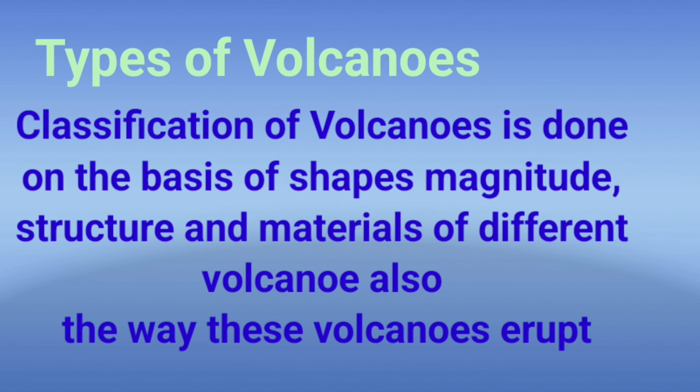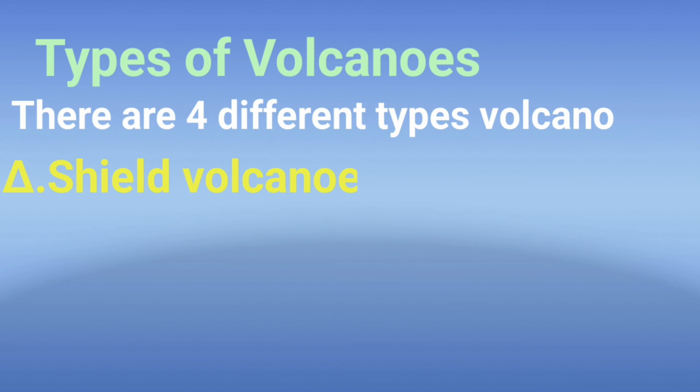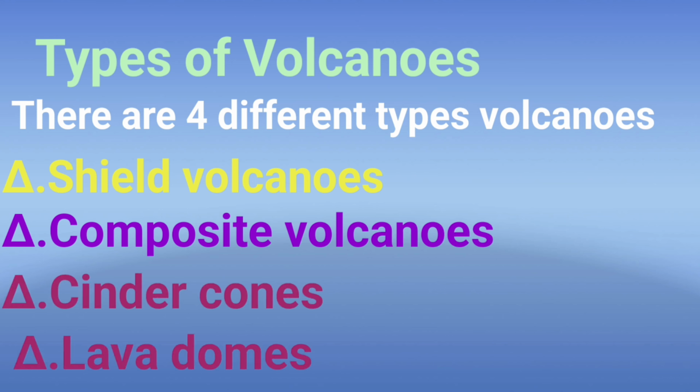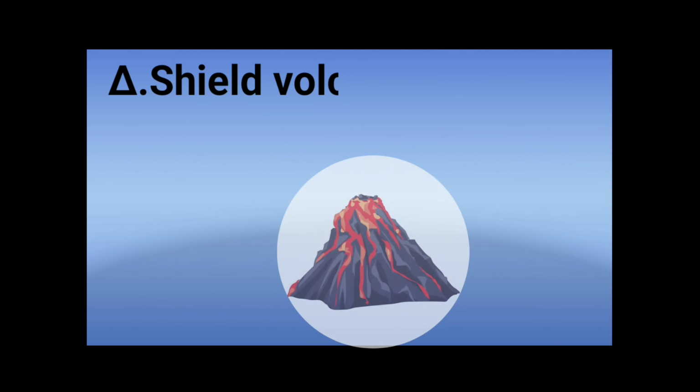Types of volcanoes. Classification of volcanoes is done on the basis of shapes, magnitude, structure and materials of different volcanoes. Also the way these volcanoes erupt. Geologists generally grouped volcanoes into different kinds. There are 4 different types of volcanoes: shield volcanoes, composite, cinder cones and lava domes.